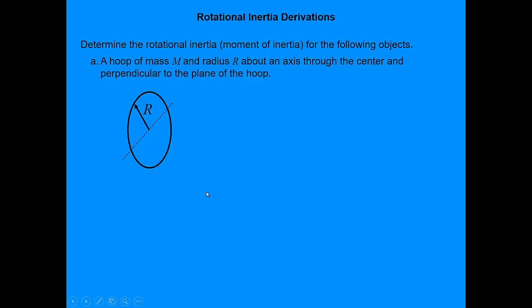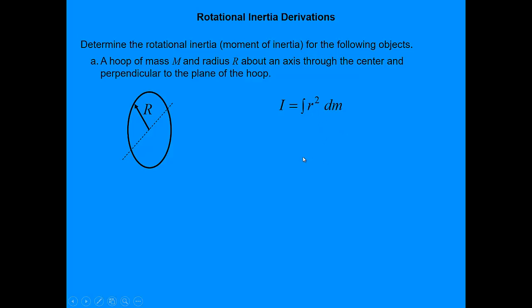According to what we just determined, right, the rotational inertia of this hoop would be the integral of r squared dm. Okay? In other words, we're going to break up this hoop into tons of little infinitesimal increments dm, right, and then integrate over all of those.